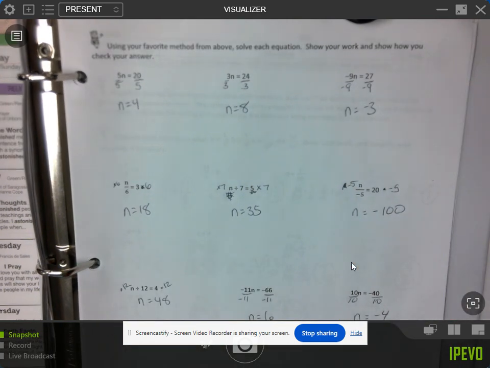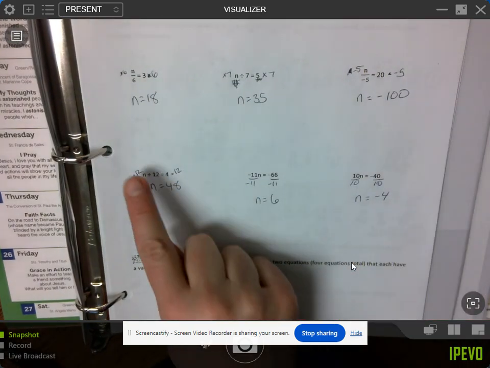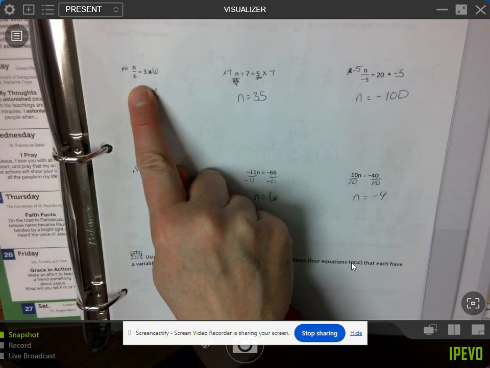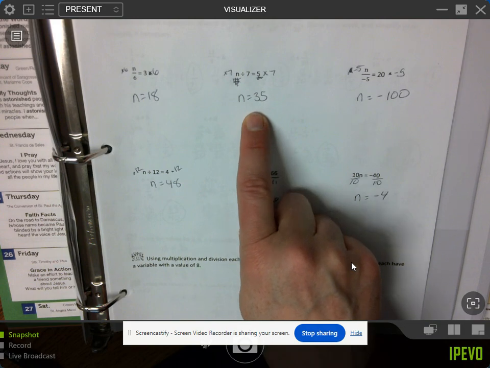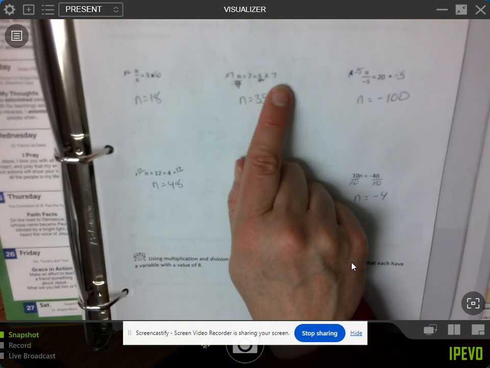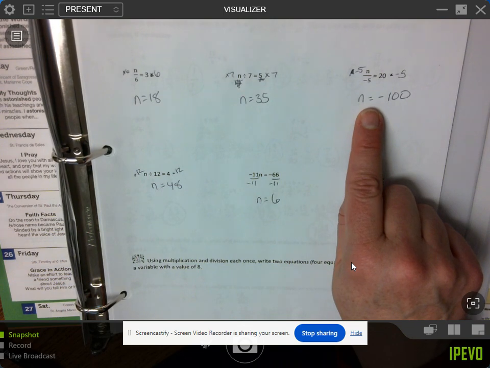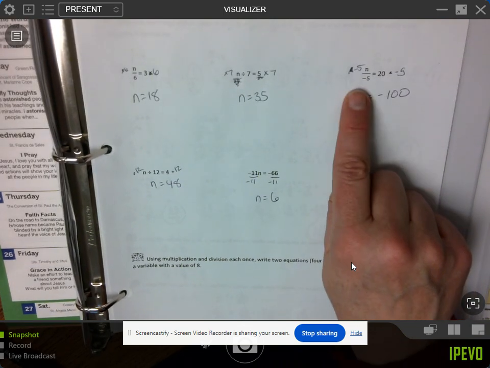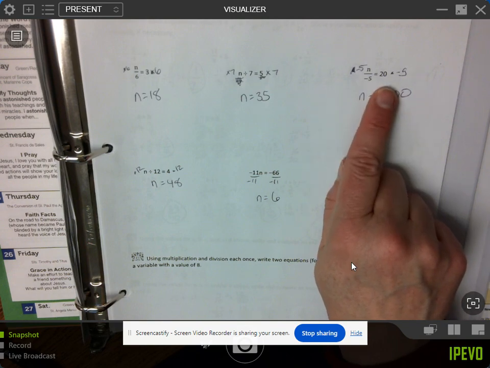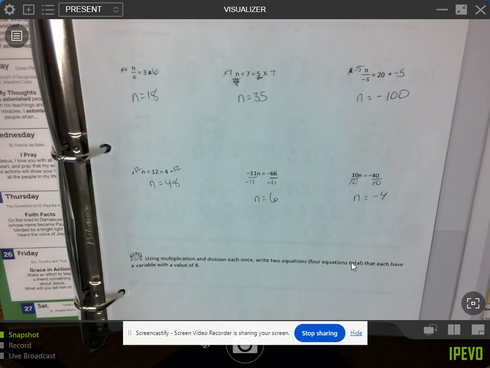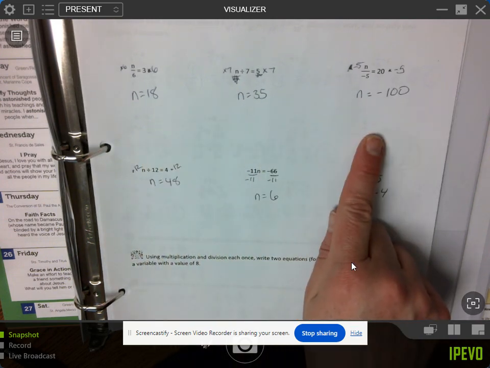All right, middle row. N equals 8. We had been dividing by 6, so we had to multiply by 6. N equals 35. We divided by 7, so we had to multiply by 7. And n equals -100. We had divided by -5, so we had to multiply both sides by -5. Remember, with those opposite operations, we are balancing out both sides. Whatever you do to one side, you do to the other. Any questions on the middle row?